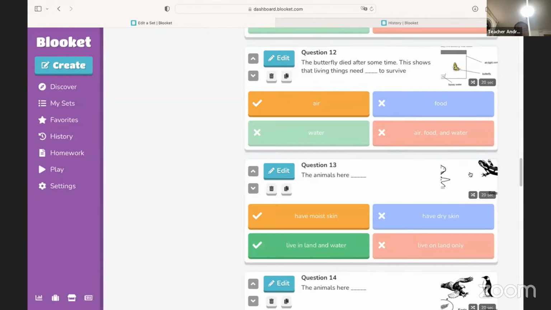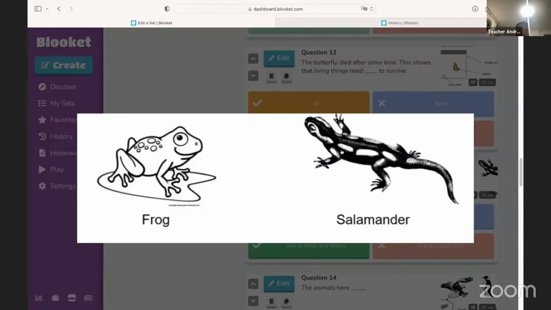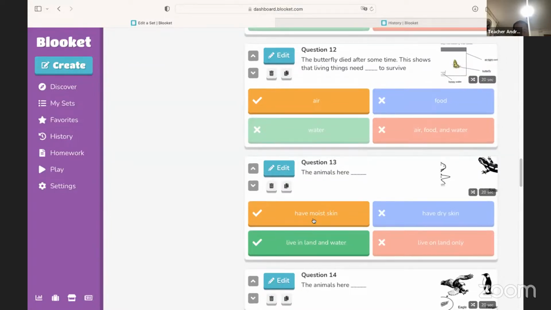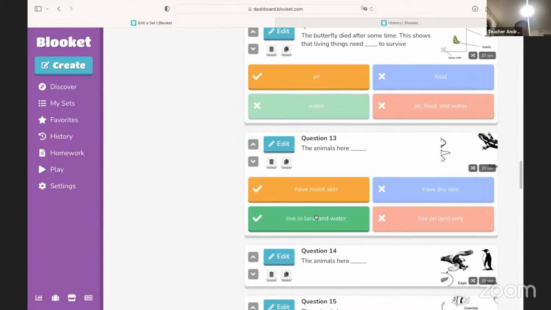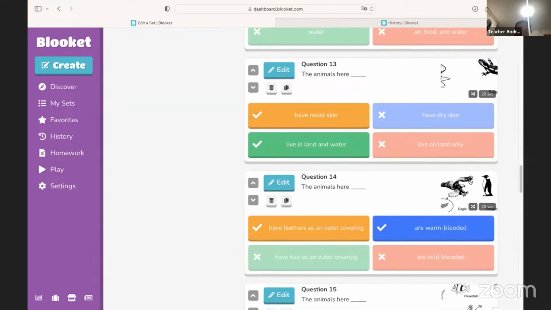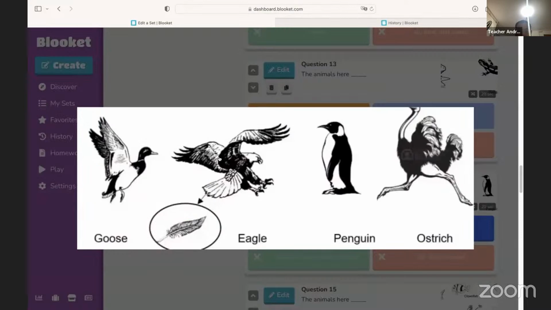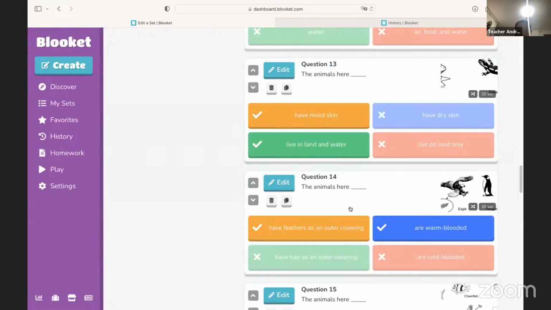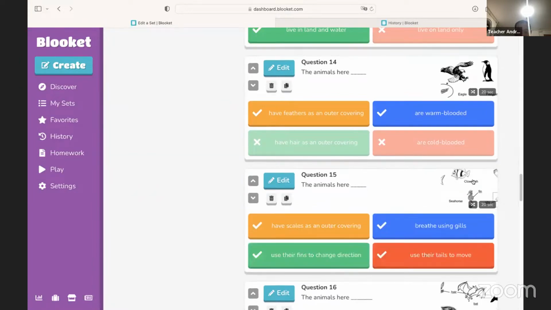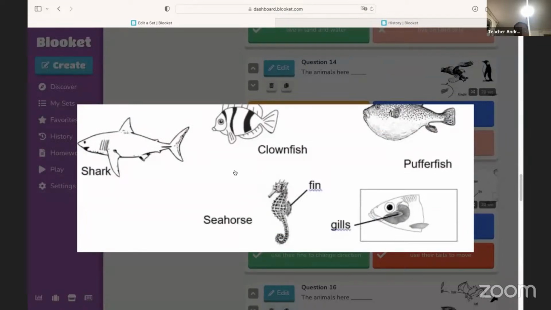All right. Look at these two animals here. Frogs. All these animals have moist skin because they are amphibians and they live on land and in water. The animals here all have feathers as their outer covering. And for the animals here, all the animals in the pictures.